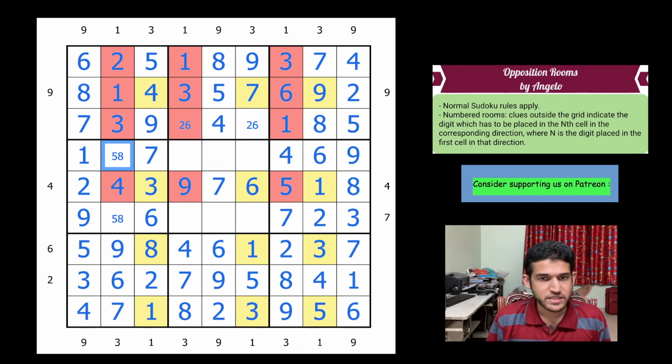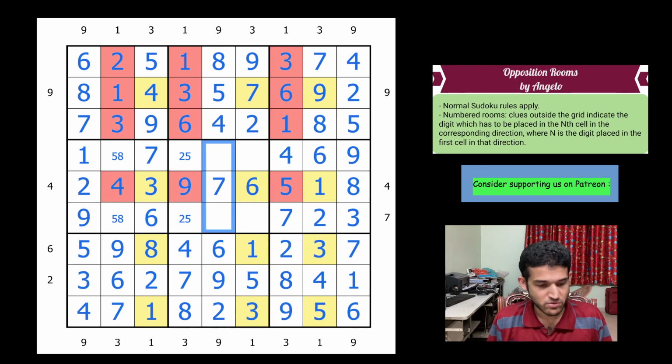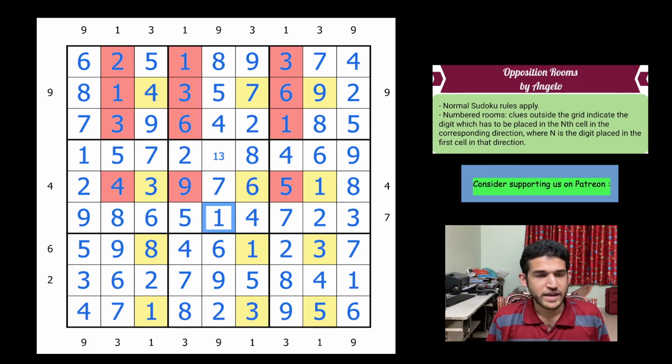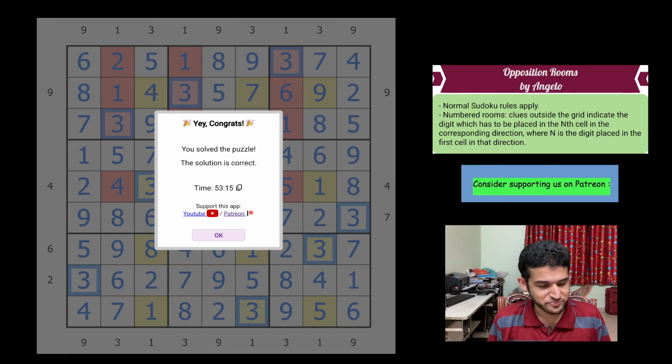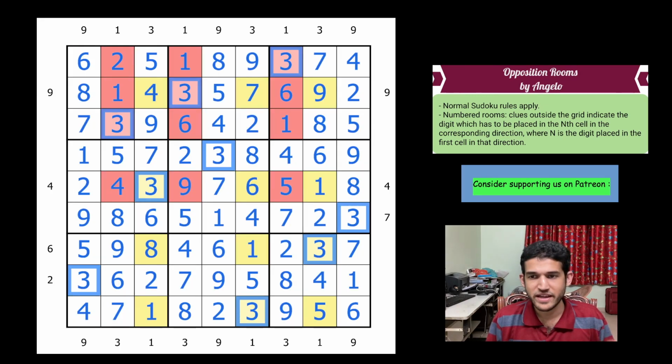Okay, so 6 here, that gives a 2 here, a 6 here, this will be a 2, 5. This will be 1 and 3. This will be 4 and 8, and that can be instantly deciphered. And with that, we completed this Sudoku by Angelo.